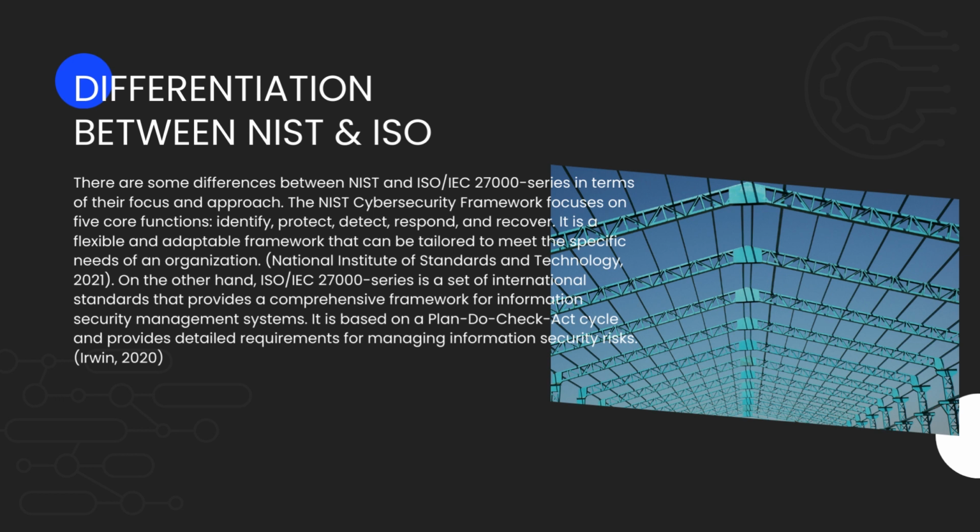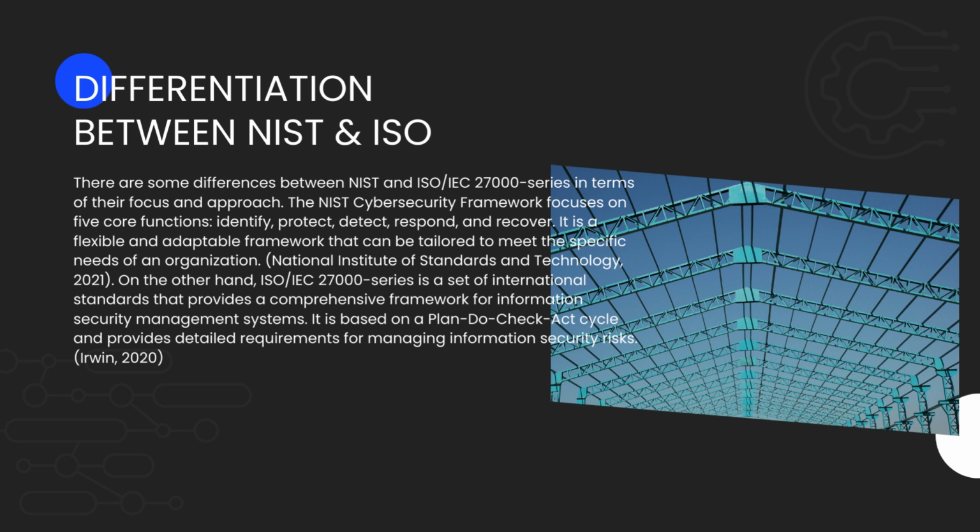Next, differentiation between the NIST and ISO. There are some differences between NIST and the ISO 27000 series in terms of their different focuses and approaches. The NIST CSF focuses on 5 core functions that were mentioned previously: identify, protect, detect, respond, and recover. It's a flexible and adaptable framework. It's highly tailorable to any organization that wants to use it.